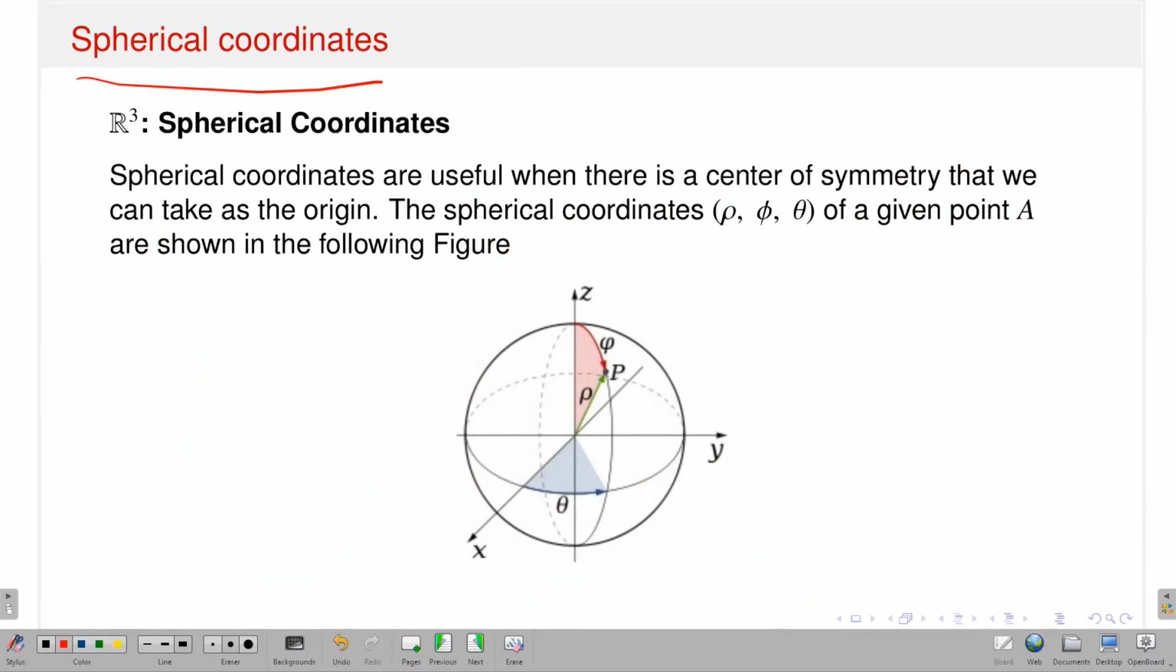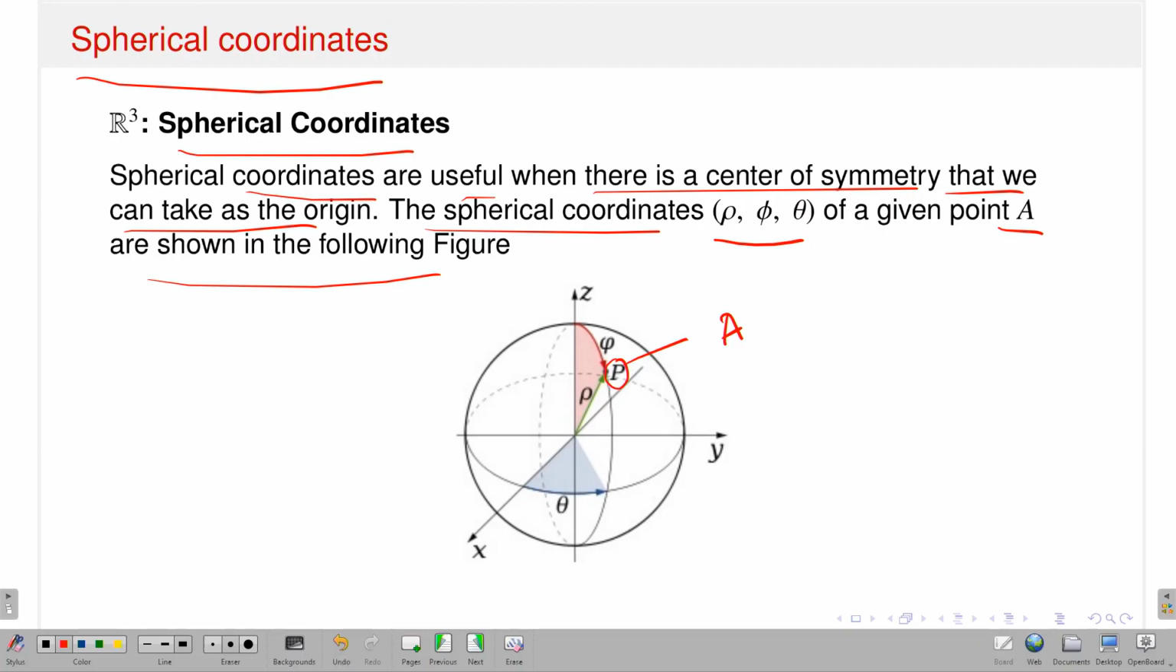So, spherical coordinates in R3, what is that? Spherical coordinates are useful when there is a center of symmetry that we can take as the origin. So the origin is the center of symmetry, and the spherical coordinates, which I denote by the variables rho, phi and theta of a given point A, are shown in the following figure. This is a sphere. There is a typo, this point P should actually be A. So the first component is rho, the second is phi, and the third is theta.